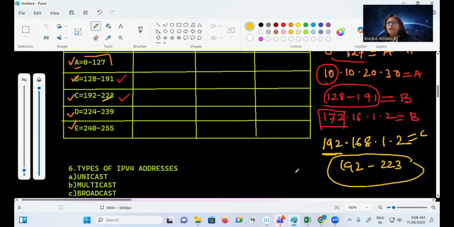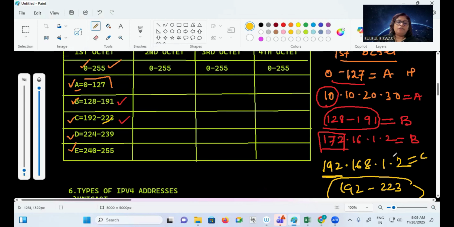So am I clear, everyone? Whenever you see an IP address, don't go for any other octet. Just stick to the first octet. In the first octet, whatever the value, if it comes within the range of 0 to 127, it is a class A IP. If the value is within 128 to 191, it is a class B IP. And if the value falls within 192 to 223, then it must be a class C IP. Am I clear? I think from now onwards, you will not face any problem while identifying any IP address.